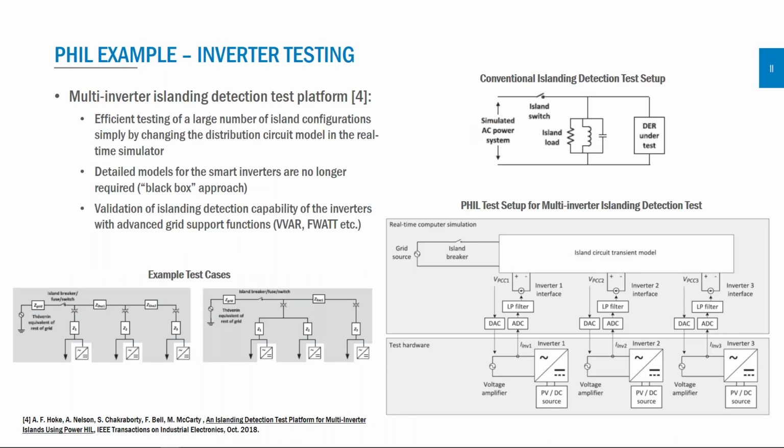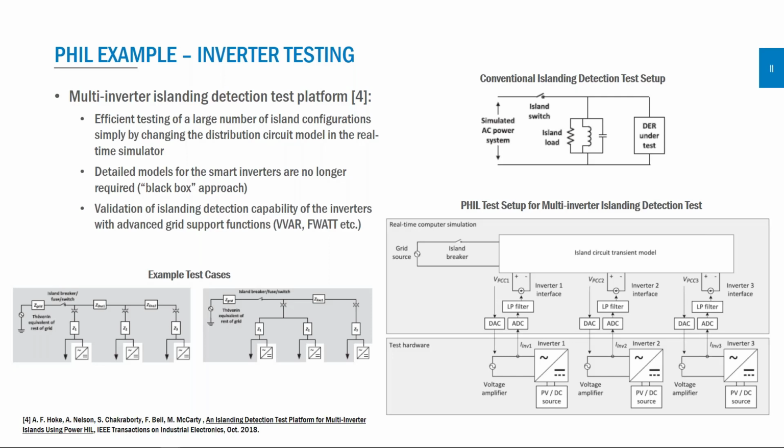Some PHIL examples. The first one is an inverter testing example. In typical conventional anti-islanding testing of an inverter, you have an actual inverter, which is the unit under test, an actual RLC load bank, and then an island switch. The idea is you open the switch and see if the inverter can detect the islanding and disconnect itself from the grid. Because with a tuned RLC load bank, if you don't have a proper islanding algorithm, the inverter can keep working and create possible equipment damage.